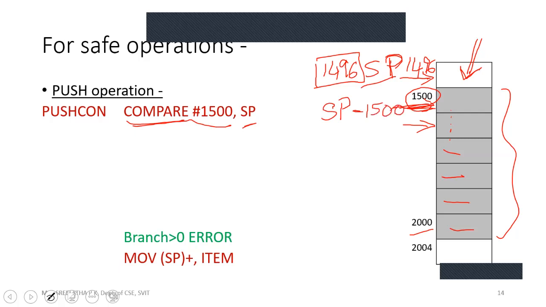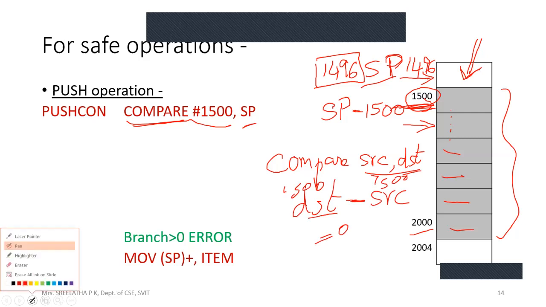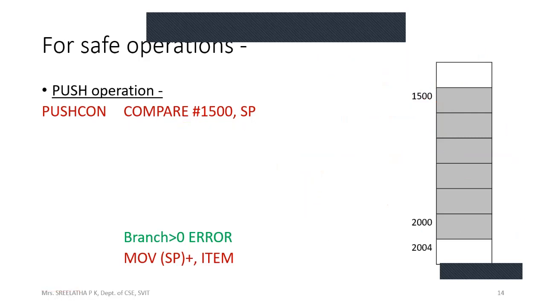The compare instruction is written as compare source comma destination, with two operands, source and destination. It compares as destination minus source. If it returns 0, that means both are the same. That is, if this is 1500 and this is also 1500, then the subtraction returns 0. So compare means a subtraction of those values happens, and the difference is found.